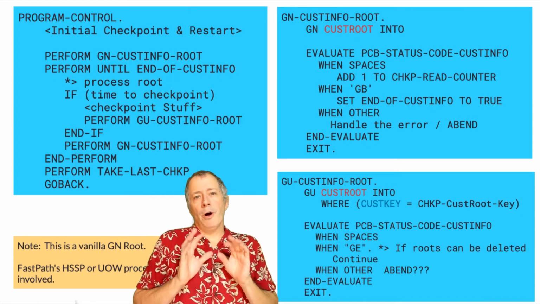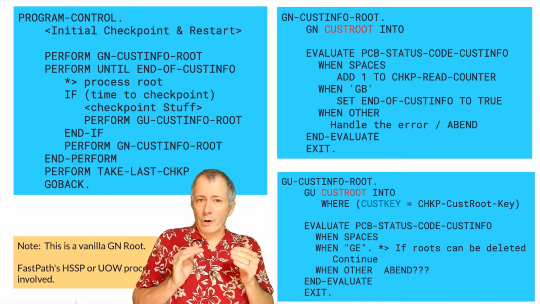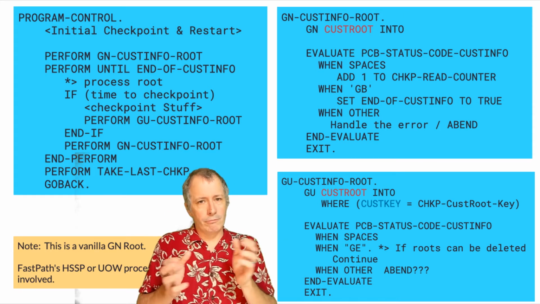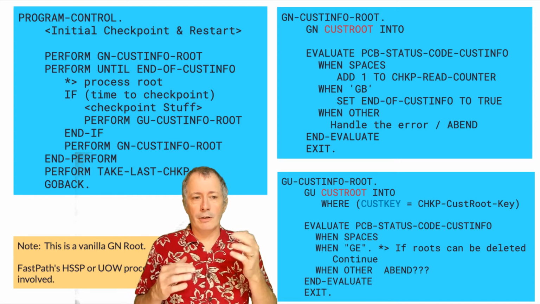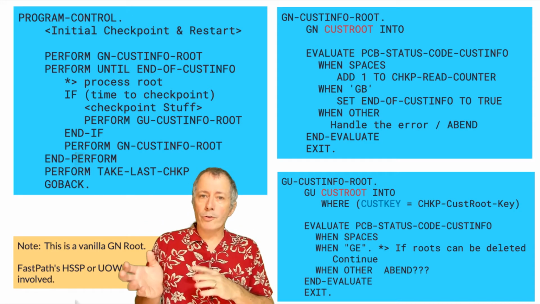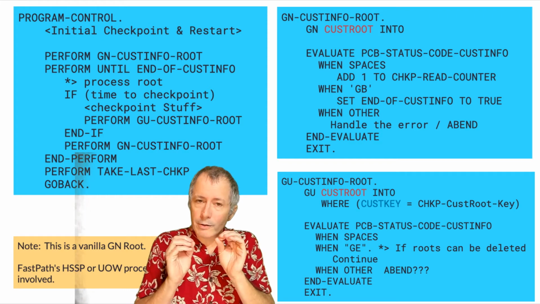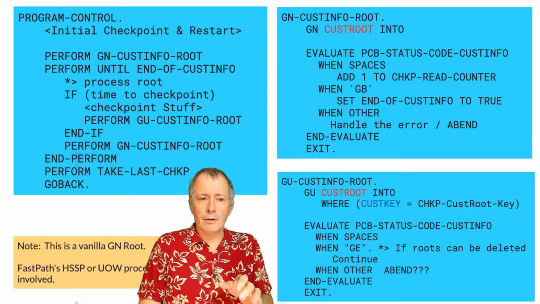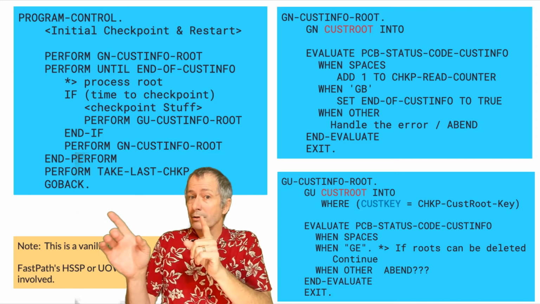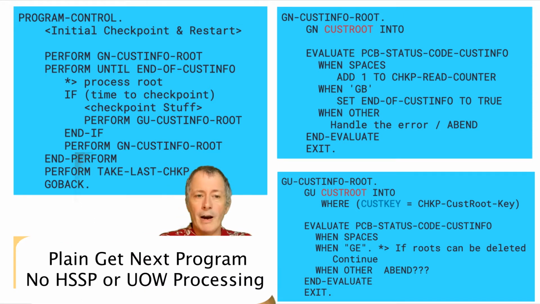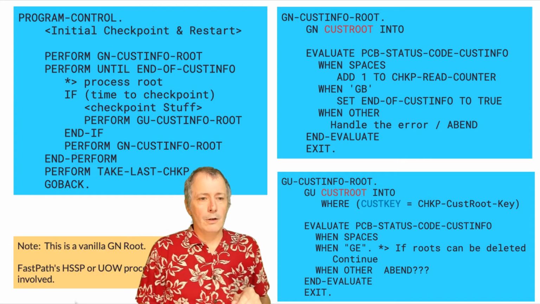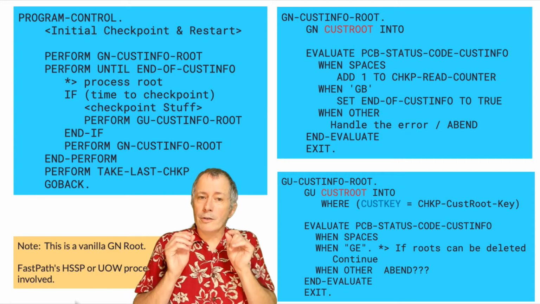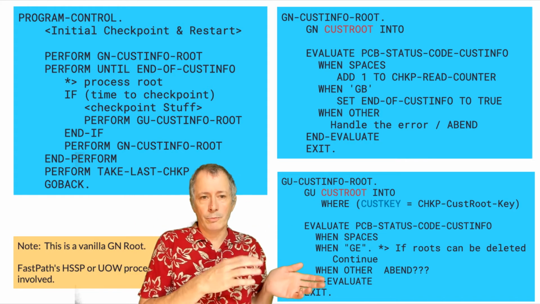This slide shows the prime and read logic along with the checkpoint logic. Now, some of the overall logic is missing, specifically the initial checkpoint and restart portion and the actual checkpoint call itself. This is a plain GN root call; fast path HSSP, high-speed sequential processing, or the unit of work processing is not involved in this. When a checkpoint call is issued, IMS loses the current position.